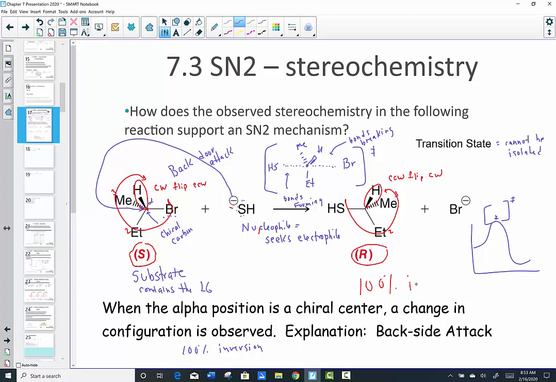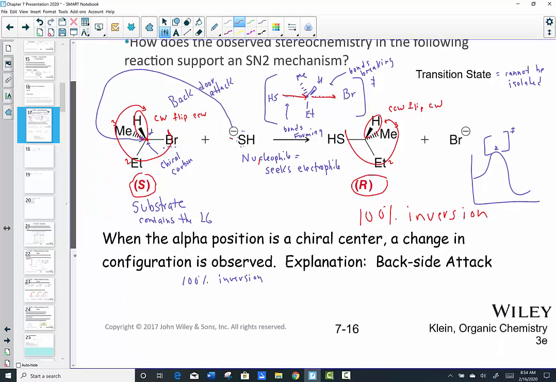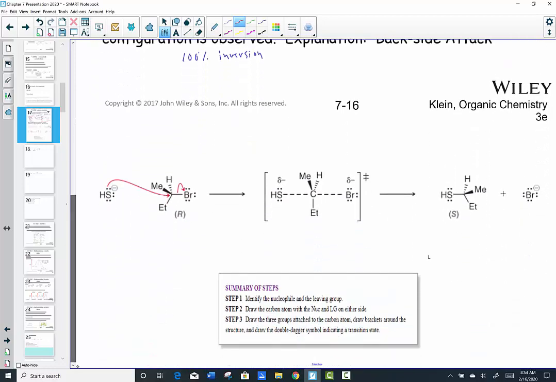100% of the time you have inversion of the configuration of a chiral carbon. S will convert to R and vice versa. And the reason we can say that this mechanism is working in this way is based on that observation, that in the same plane, in a backdoor attack, this electrophilic carbon is getting attacked from the nucleophile in the same plane as the bromide or the leaving group is leaving. That transition state helps to explain the chirality inversion. And that's what I've drawn for you here. The transition state, notice that these are in the same plane.